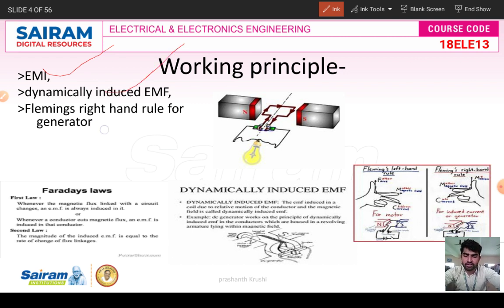Fleming's right hand rule is for the generator. Three fingers are mutually perpendicular to each other. The thumb shows the motion of the conductor, the middle finger shows the induced EMF, and the fore finger shows the magnetic field. Similarly, Fleming's left hand rule is for motors. Right hand rule is for generator. Faraday's law, dynamically induced EMF.